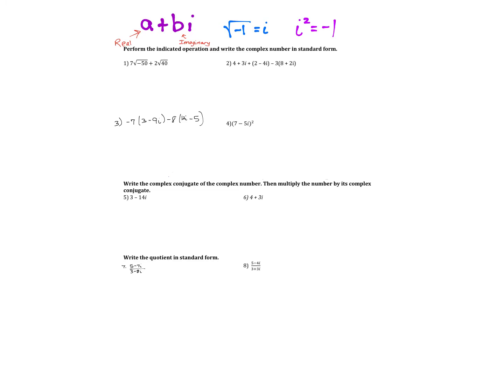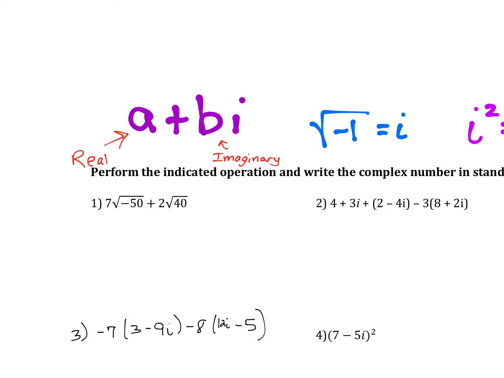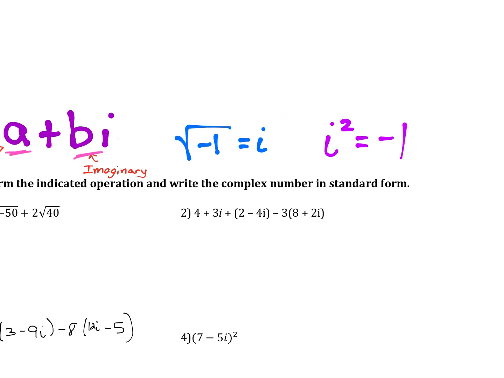So a couple things that are important from this lesson. When writing your answer, it has to be in standard form, so you want the real number first, then the imaginary number. Also, i is the square root of -1, and that means i squared is equal to -1. So anytime we have an i squared in our problem, we can always simplify by turning it into -1.